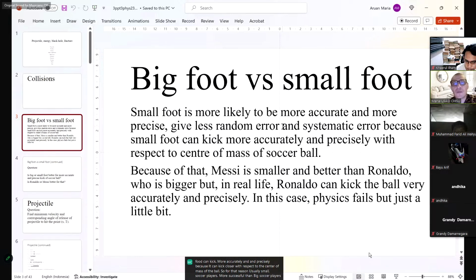So for that reason, usually small soccer players are more successful than big soccer players. For example, Maradona, Messi, Modric, Arshavin, the small people, they're usually better at kicking the ball accurately and precisely. The opposite examples can be Ronaldo and maybe another guy, I forgot his name, the tall Norwegian guy, but it's less likely to happen. If you like soccer, maybe you can relate this to physics. What do you think?